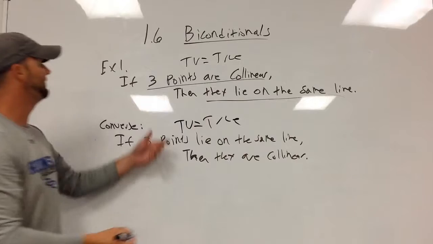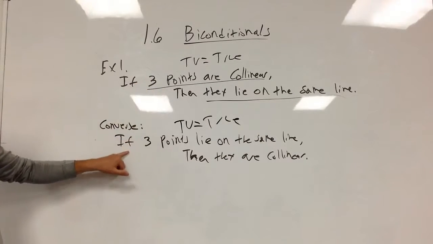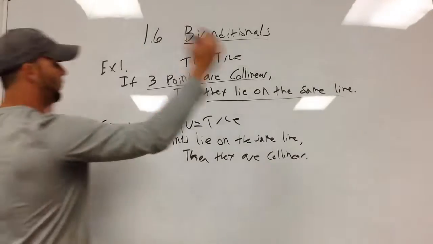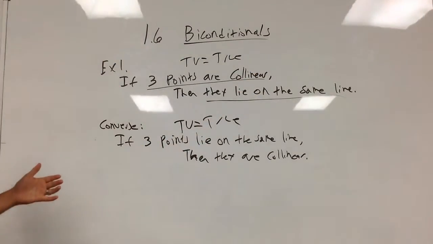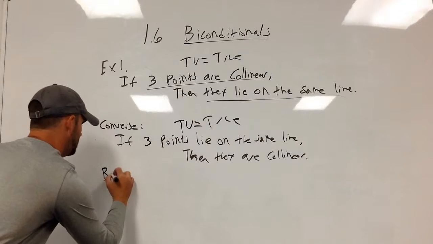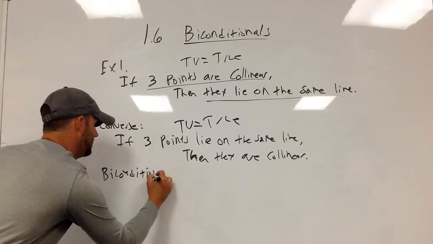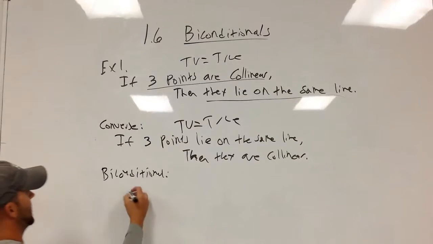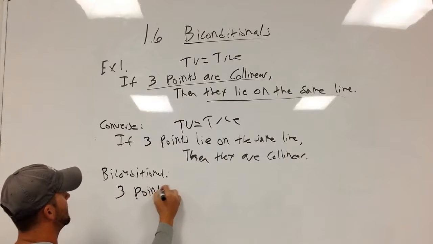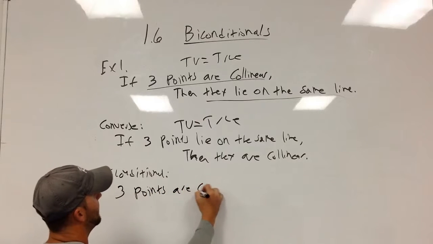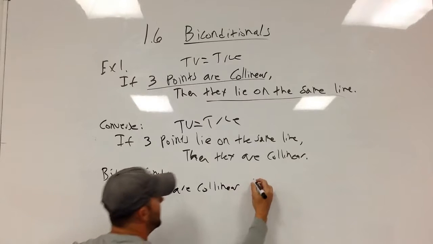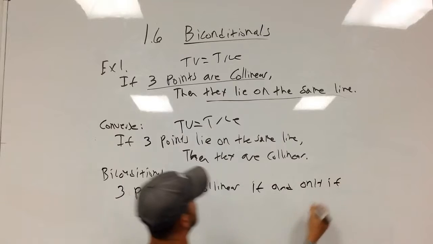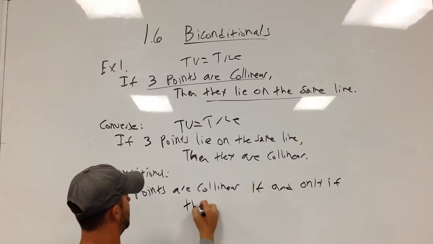So remember, if the conditional statement and the converse are both true, that makes a biconditional. So that means we can take one of these sentences and turn it into a biconditional. With a biconditional, I'm going to drop the if and then, and I'm going to put if and only if. So right here, we're going to do the top one. So 3 points are collinear if and only if they lie on the same line.